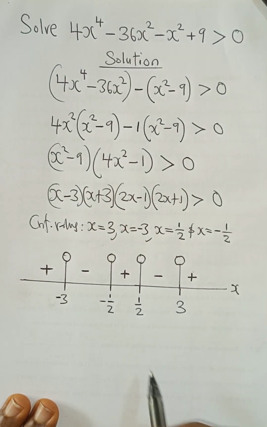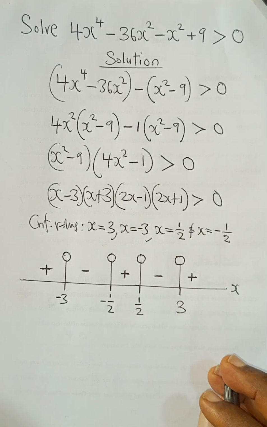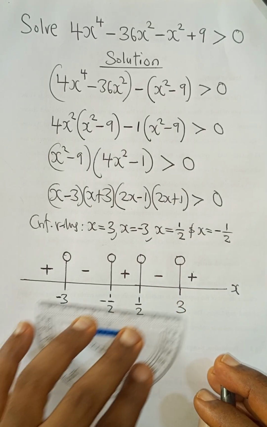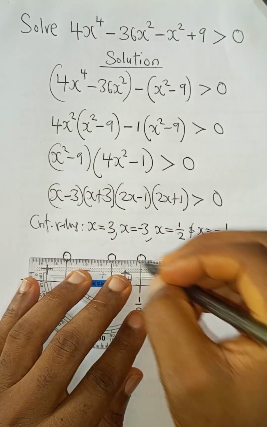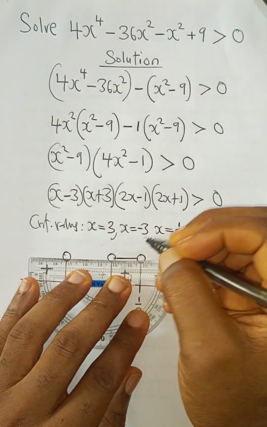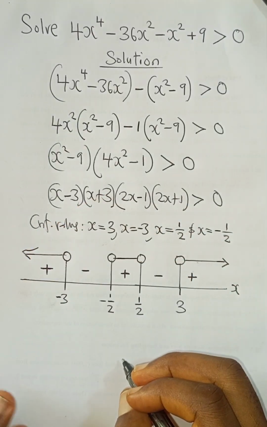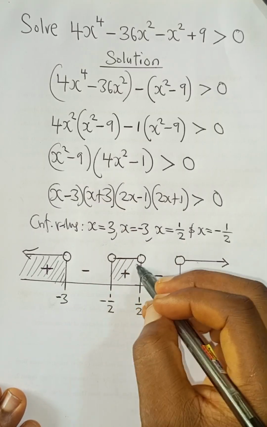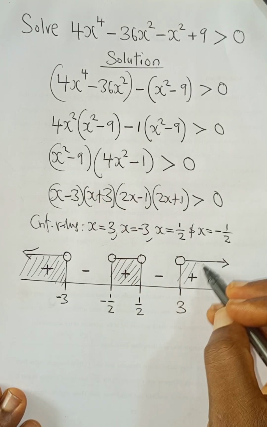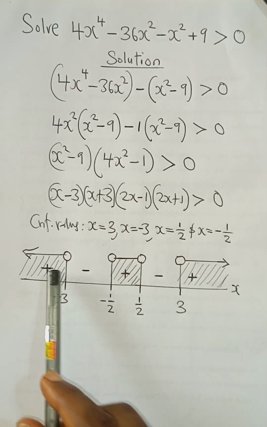Now, if that is the case, what is the inequality? Inequality says greater than 0. Greater than 0 means move to the positive direction. So you move towards this direction, positive. You move like this, positive. And you move like this, positive. That is how to get the required range. So these are the valid ranges. The negative range is not valid at all.